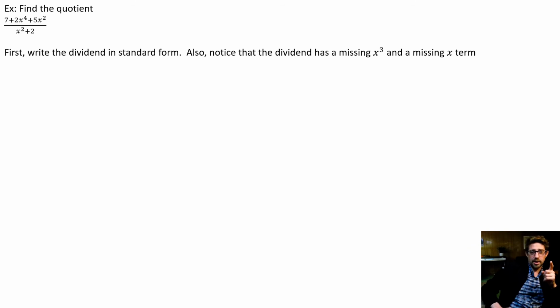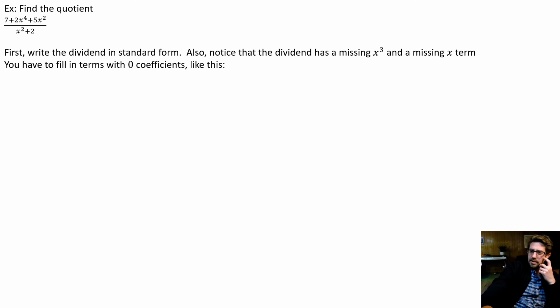So you're going to write the thing on top as 2x to the fourth plus 5x squared plus 7. Fine, that's easy. And you do have to do that. It does have to be in that order, standard form. But then also, you wouldn't know this, but you have to fill in the missing terms. So there's no x cubed term here, and there's no x term here. So you have to actually put them in with zeros, like this.